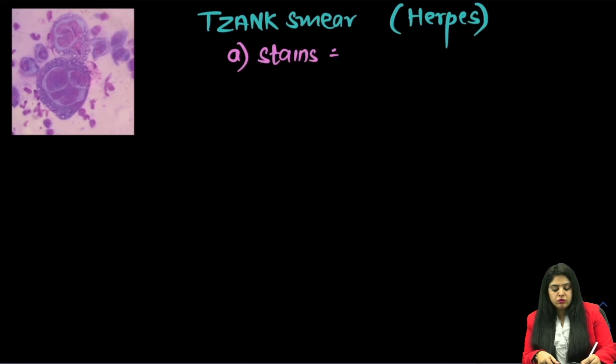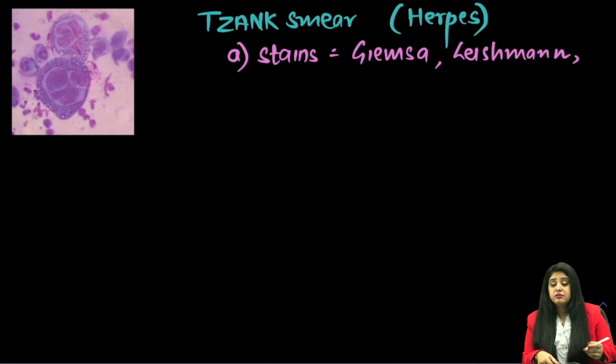Lots of stains can be used for a Tzanck smear. You can use Giemsa stain, you can use Leishman stain. All these stains are known for Tzanck smear. Even toluidine blue is known for Tzanck smear. What you see over here is very, very interesting.